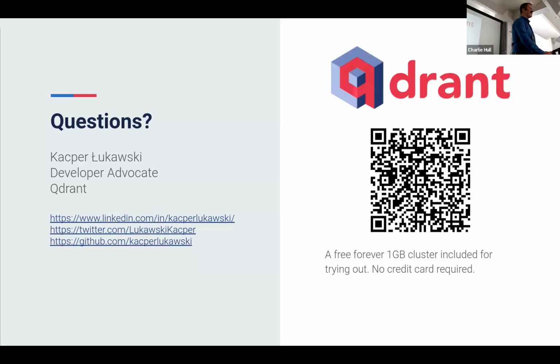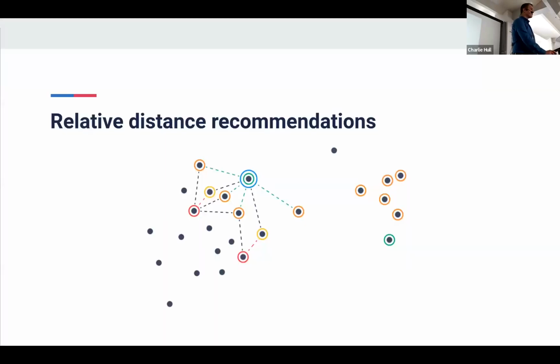Hi. I think in the end you mentioned something about relative distance recommendations, right? And you talked about defining these exclusion areas. So how do you choose these negative examples? Those have to be provided?